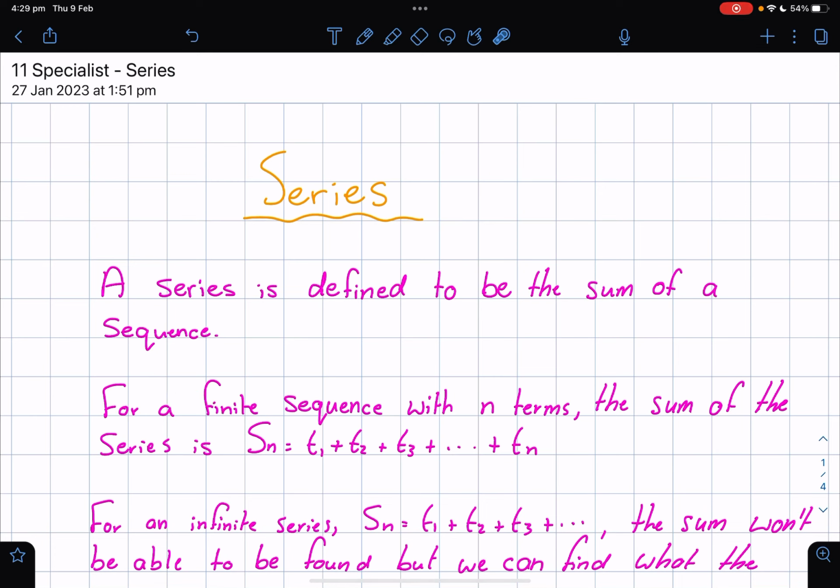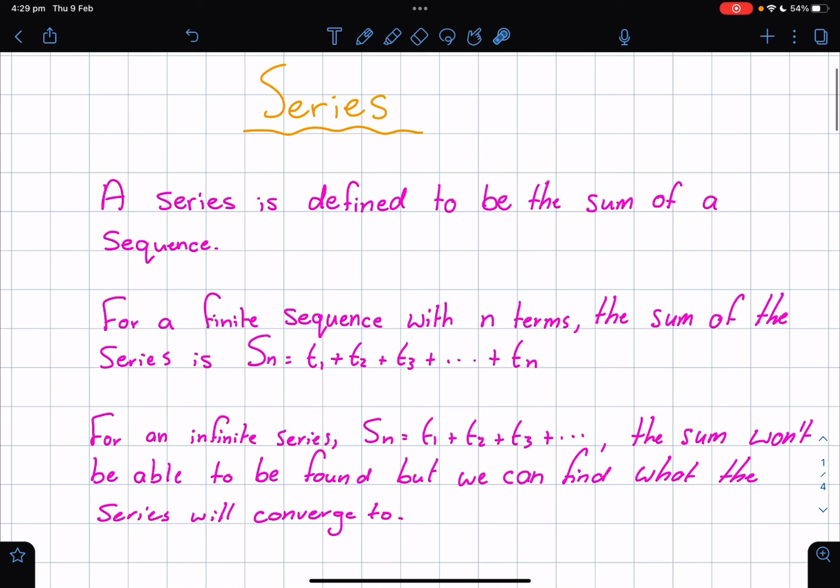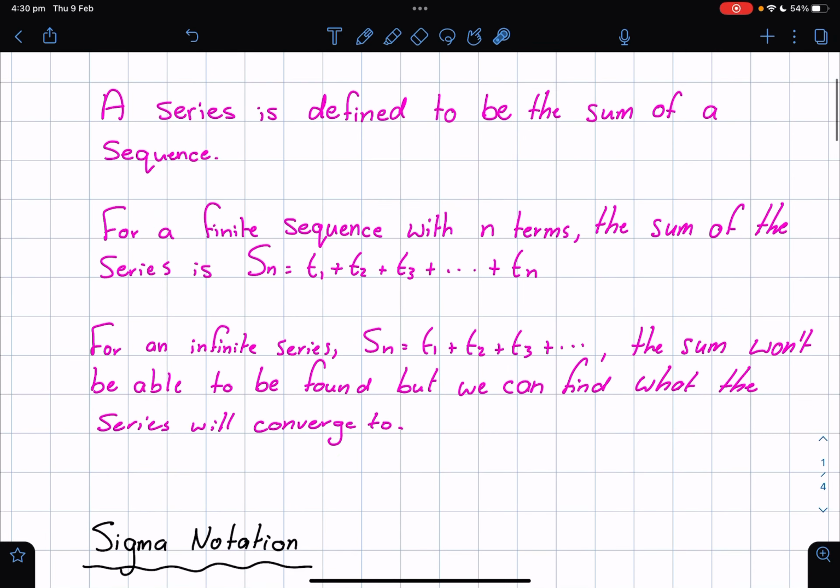So for a finite sequence with n terms, so t1 up to tn, the sum of the series is Sn, so S subscript n, that's our sum, and it's T1 plus T2 plus T3 all the way up to plus Tn. Now for an infinite series, which we'll look at a little bit later, the sum won't be able to be found, but we can find what the series will converge to. So it won't quite get there, but we can see what it will end up being.